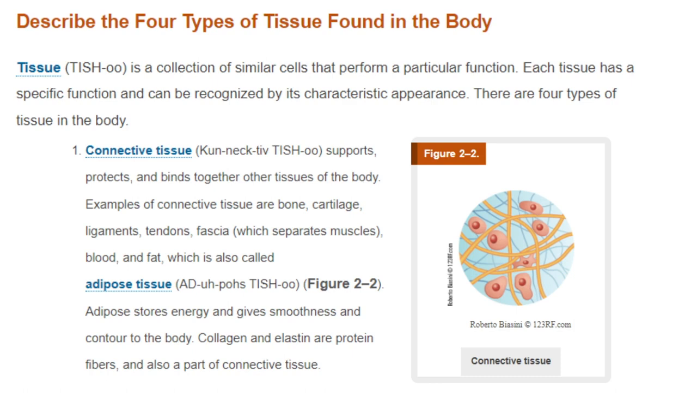Connective tissue supports, protects, and binds together other tissues of the body. Examples of connective tissue are bone, cartilage, ligaments, tendons, fascia, which separates muscles, blood, and fat, which is also called adipose tissue, figure 2.2. Adipose stores energy and gives smoothness and contour to the body. Collagen and elastin are protein fibers, and also a part of connective tissue.